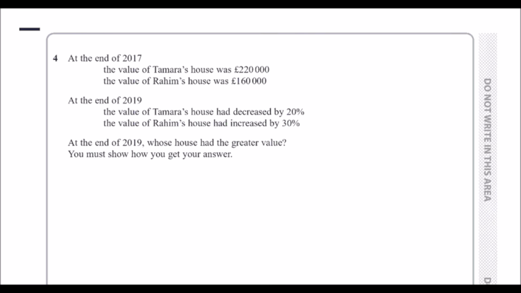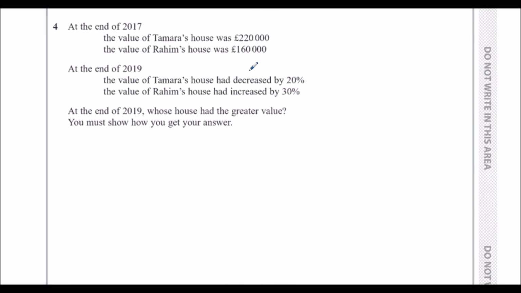Question 4. At the end of 2017, the value of Tamara's house was 220,000. The value of Rahim's house was 160,000. At the end of 2019, the value of Tamara's house decreased by 20%, and the value of Rahim's house increased by 30%. At the end of 2019, whose house had the greater value? And you must show all of your working.